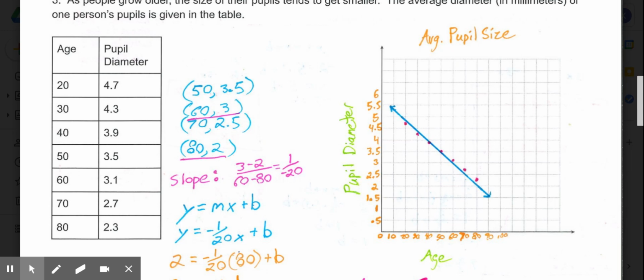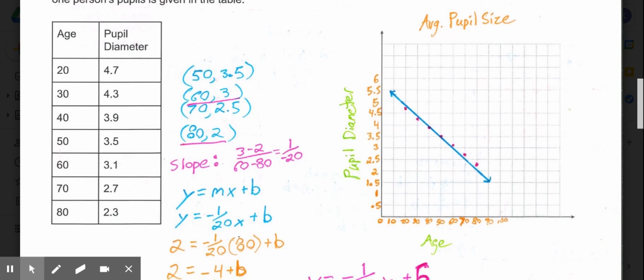So once you drew in your line and you selected 2 points off the line of best fit, now we need to use those 2 points to come up with our slope. So change in y over change in x. So 3 minus 2 on top, 60 minus 80 on bottom. Gives me a slope of negative 1/20.